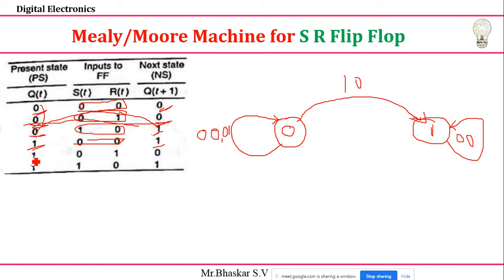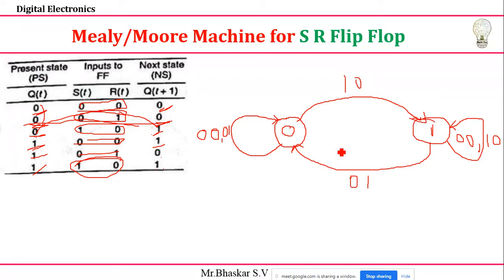Next, I'll write for 1 to 0. Present state value it is 1, and I need to move to 0. What are the inputs? Just take 0 1. Next, similarly you write for 1 1. 1 to 1 we already written, right? Yes, but one more input condition you have, that is 1 0. Clear about this representation?